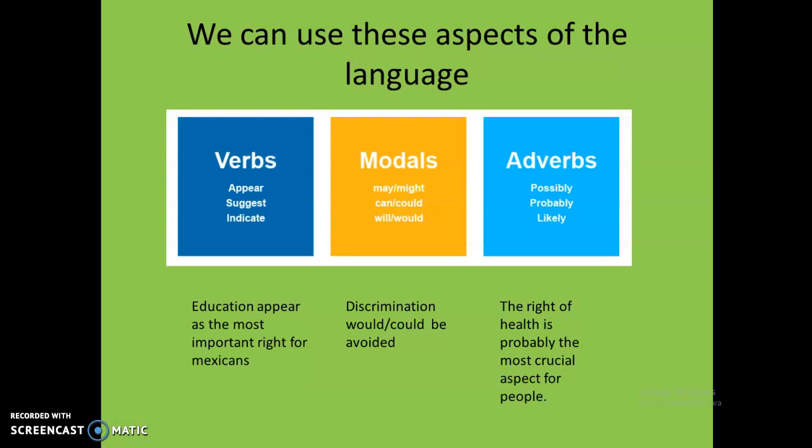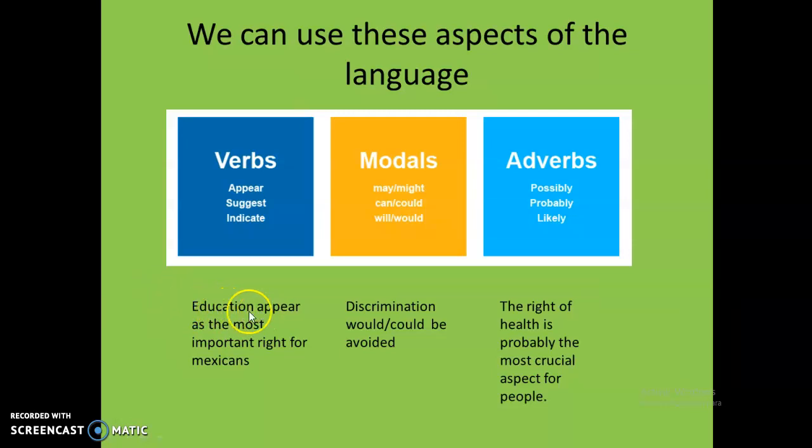We can use these aspects of the language. We can use verbs. We have examples: appear, suggest, indicate. We also can use modals: may, can, could, will. We also use adverbs: possibly, probably, likely. So, we have some examples here.